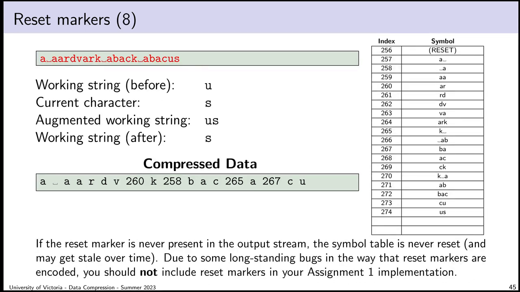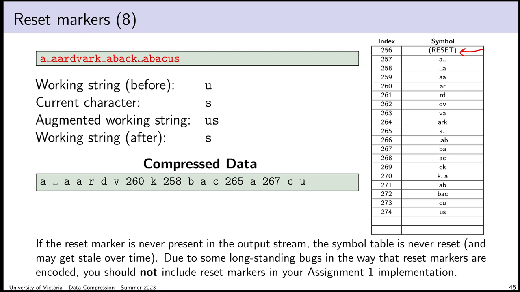And I should also add that if the reset marker never appears, the symbol table never gets reset. So whether or not to reset the symbol table is strictly the decision of the compressor. The decompressor gets no say in the matter. The compressor can decide at any time it wants to reset the symbol table by sending over symbol 256. When that happens, the symbol table gets flushed. The compressor could do that every 1,000 characters. It could do that at a time of its choosing. It could do that never. And if it never does it, then the symbol table just gets stale. And maybe that's for the better. Who knows? The compressor gets to decide.